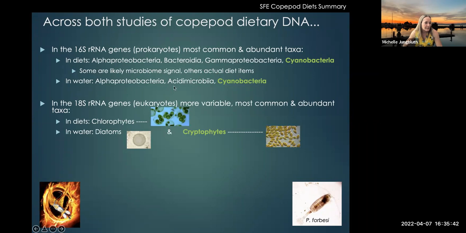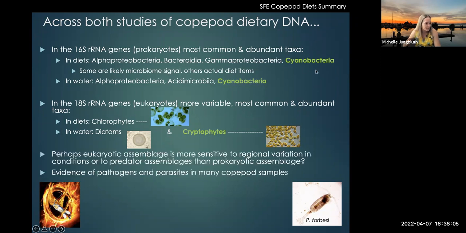And then in the 18S eukaryote assemblage, it was much more variable across both studies, but the most common and abundant in the diets were chlorophytes, and in the water were diatoms and cryptophytes. I highlighted the cyanobacteria and cryptophytes because those were also highlighted in Anne Holmes' study, so I look forward to comparing and contrasting results from her work.